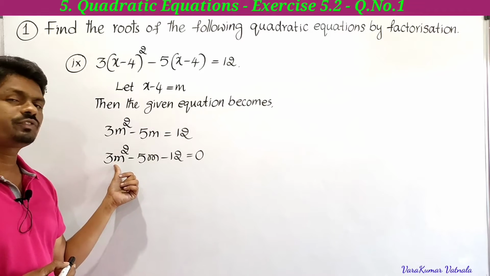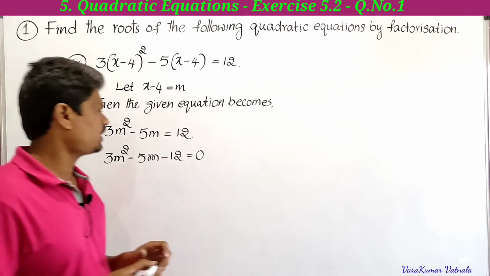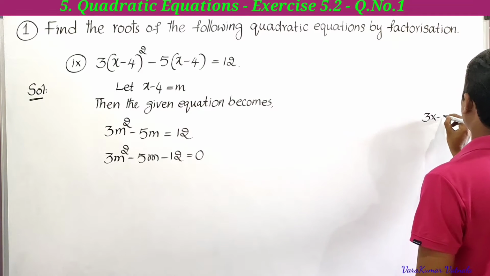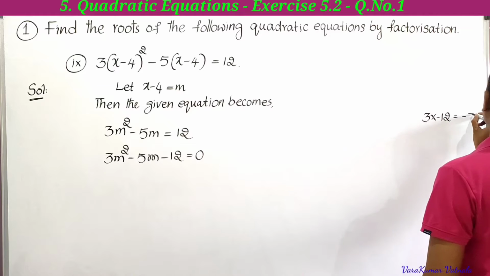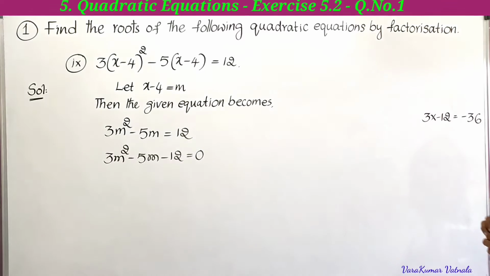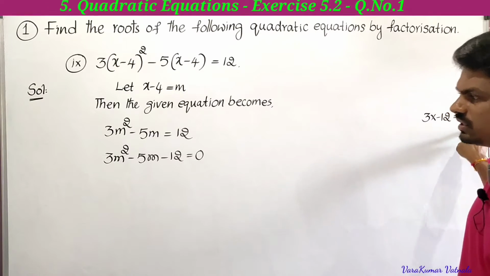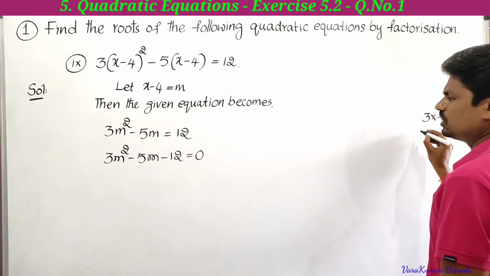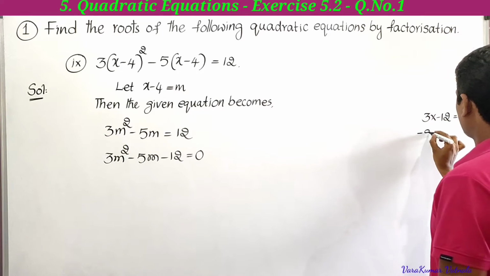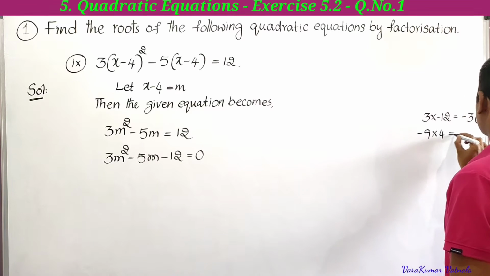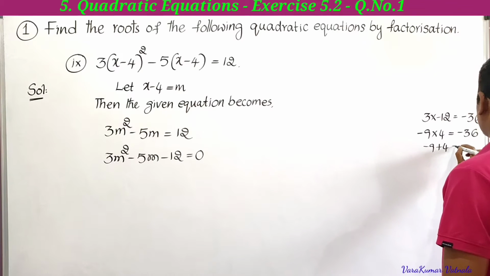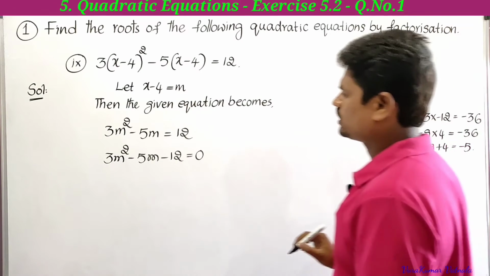Multiply the coefficient of m square by the constant: 3 into minus 12 equal to minus 36. Now I have to select two factors of minus 36. Their product should be minus 36 and their sum should be minus 5. Minus 9 into 4 is equal to minus 36, and minus 9 plus 4 equal to minus 5. So these two are the factors.